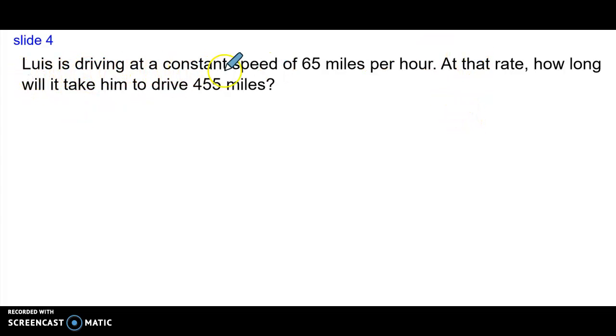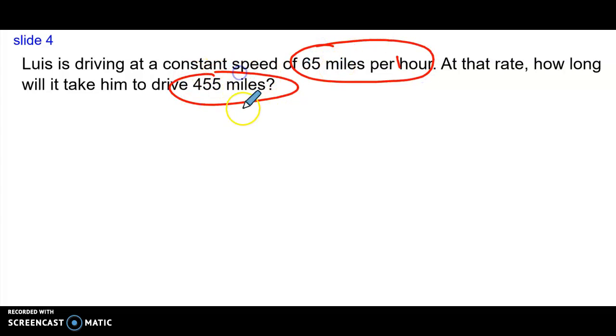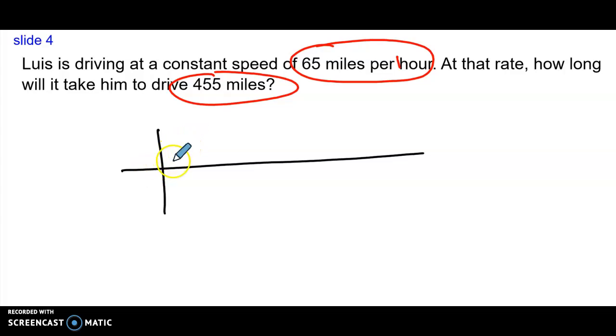All right, let's apply what we've learned to another problem. Luis is driving at a constant speed of 65 miles per hour. That per hour means 1 hour. At that rate, how long will it take him to drive 455 miles? Well, I know he's going 65 miles per hour. I want to know how long it takes him to drive 455 miles. Well, let's find a ratio table. Here we go. We know he's gone 65 miles in 1 hour. So that's miles in 1 hour. I want to know 455 miles.